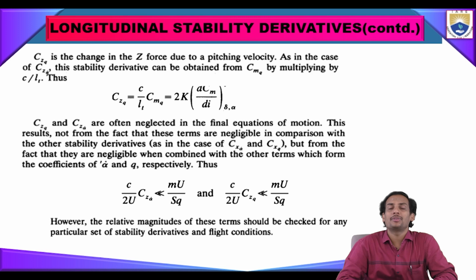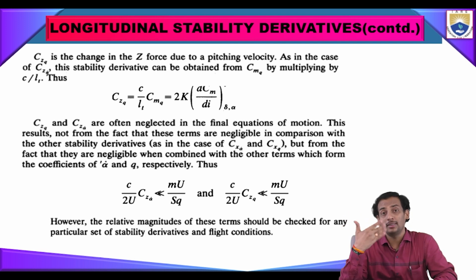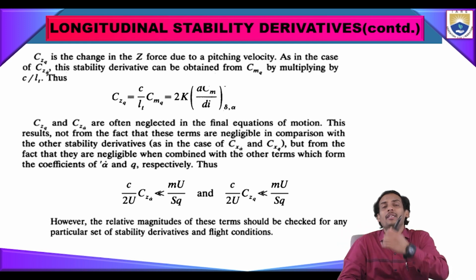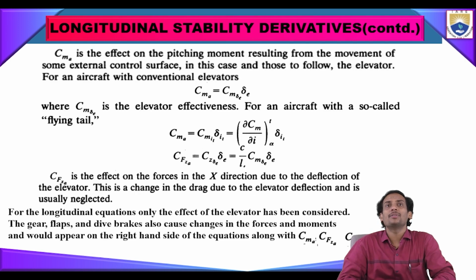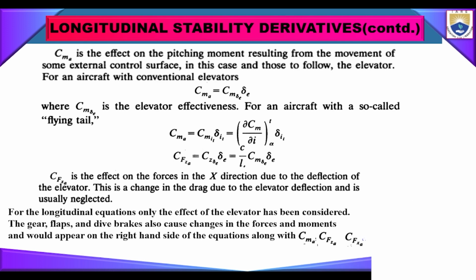So the relative magnitudes of these terms will be checked for any particular stability derivatives and flight conditions also. If these terms are made in practical, available variables, that is mu by s cube. So CMA is the effect in pitching moment resulting from moment of some external force, and in this case it is the elevator for a conventional aircraft. So the CMA will be CM delta E into delta E.